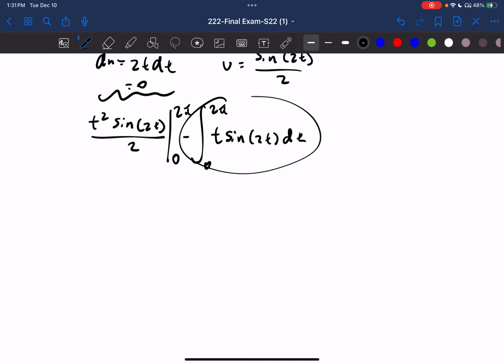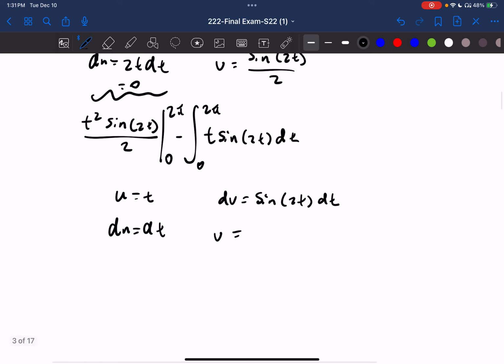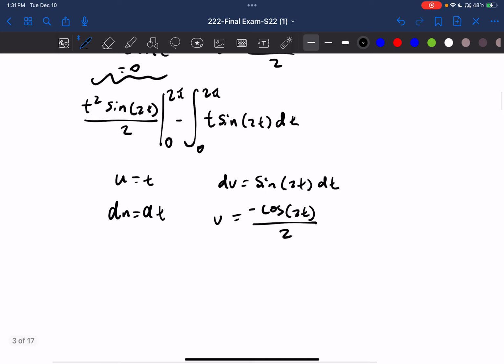Now we still need to worry about this side. Here we can apply integration by parts again. U is equal to t. Du will be equal to dt. dv will be equal to sine of 2t dt. Now the antiderivative of sine is going to be a negative cosine 2t divided by 2, divided by the derivative of what's on the inside, which is 2.